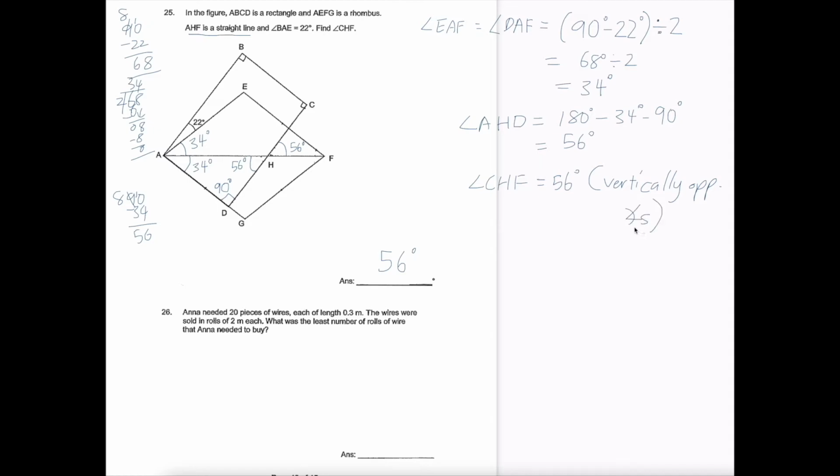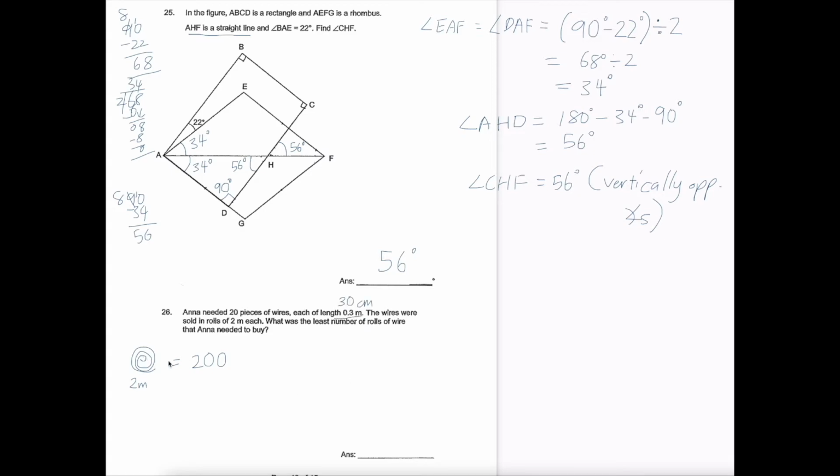Okay, let's move on to question 26. Anna needed 20 pieces of wire, each of 0.3 meters. The wires were sold in rolls of 2 meters each. So I'm just going to try and draw the rolls. This is 2 meters and there's a roll of wire. 2 meters is 200 cm, and each length is 0.3 meters, which is 30 cm.